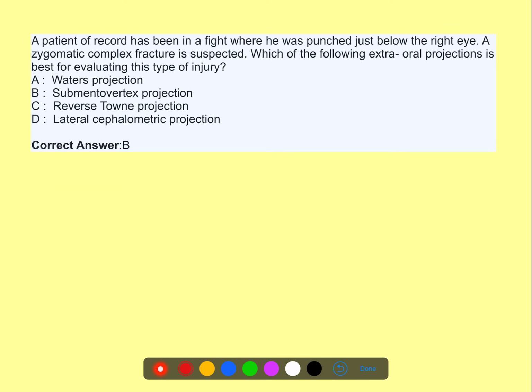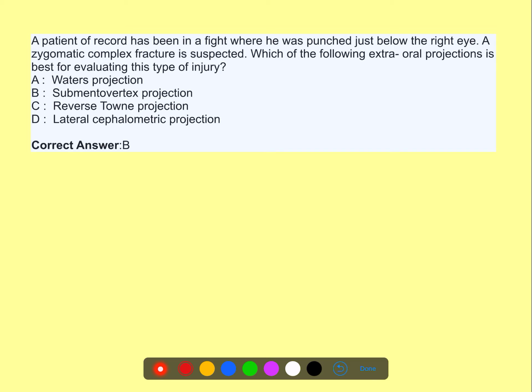A patient has been in a fight where he was punched just below the right eye. A zygomatic complex fracture is suspected. Which of the following radiographs would you advise? So the patient has a zygomatic fracture, and you have to advise the patient a radiograph. Then which radiograph will you advise?